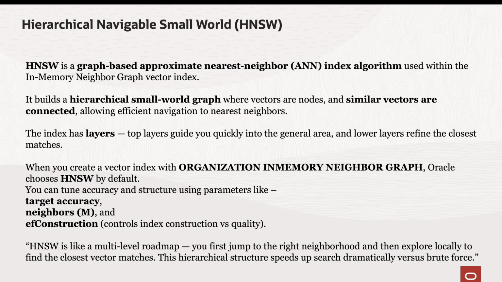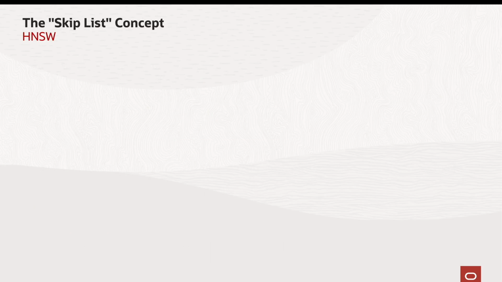HNSW works by building a graph where each vector is a node and similar vectors are connected. Instead of comparing every vector, the search navigates the graph to find the closest matches efficiently. The graph is hierarchical. Upper layers get you into the right area quickly, while the lower layers refine the search to the nearest neighbors. When you create a vector index using organization in-memory neighbor graph, Oracle uses HNSW by default. You can tune accuracy, connectivity, and build cost using parameters like target accuracy, neighbors, and EF construction.